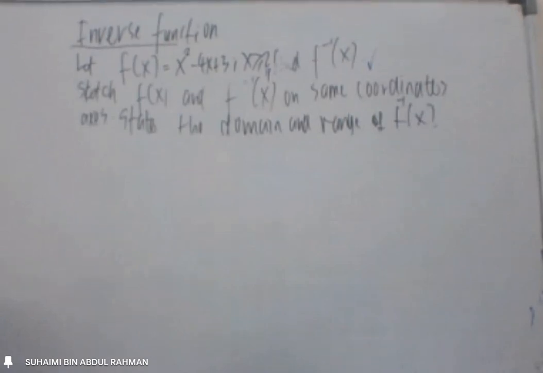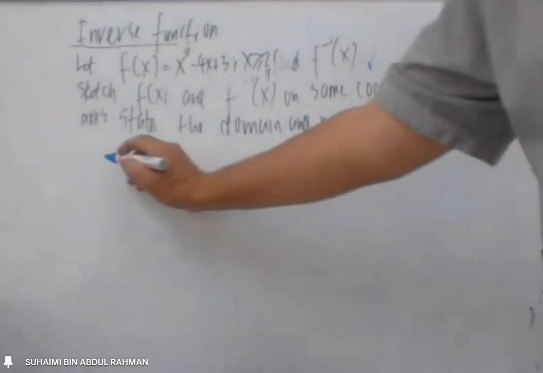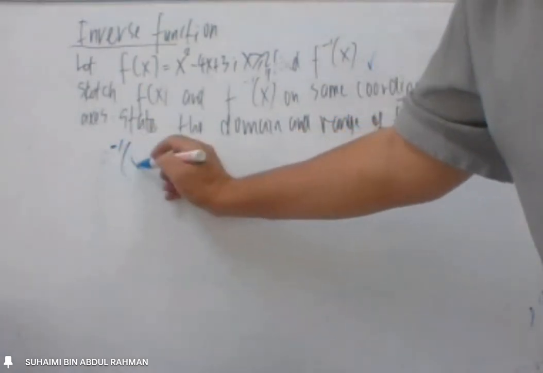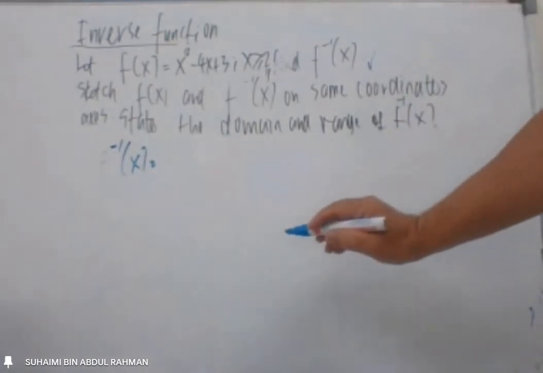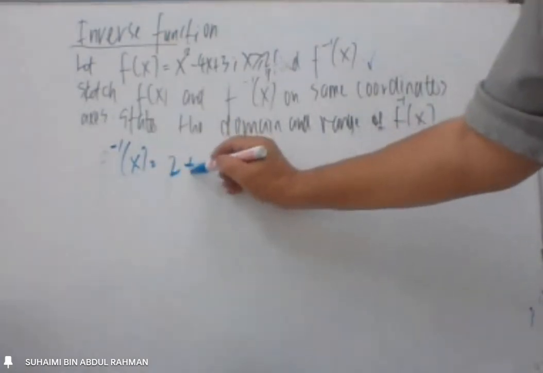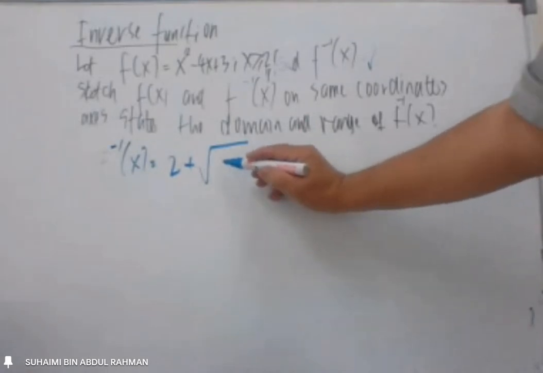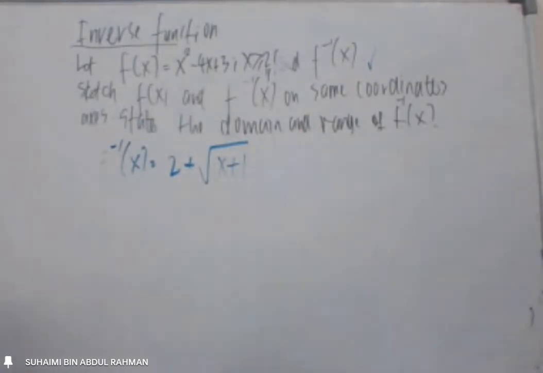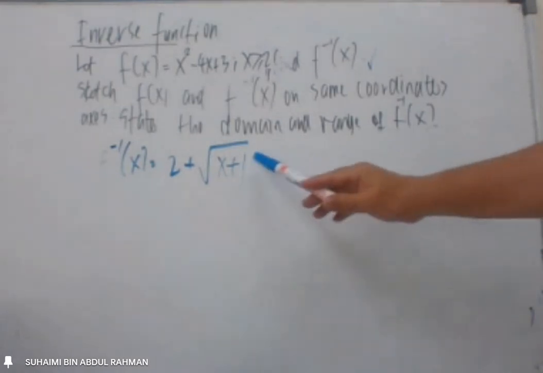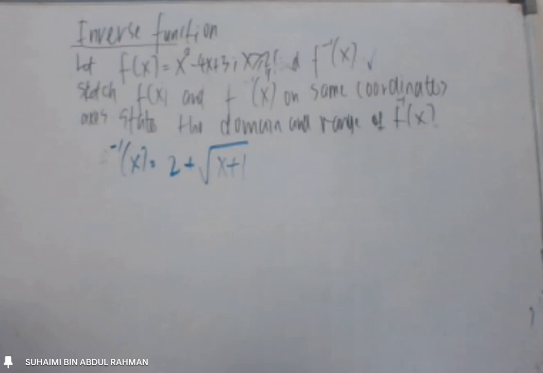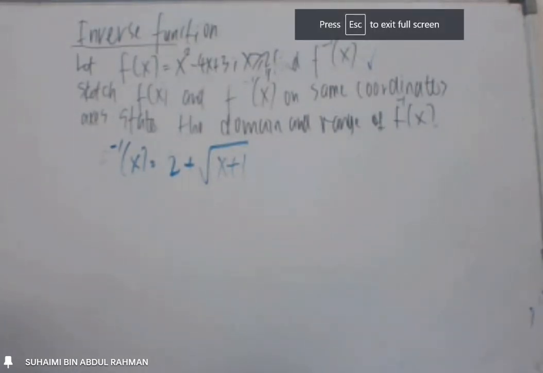You try that. You please try. You're supposed to get f inverse is 2 plus square root of x plus 1. You're supposed to get this. This is an inverse, and also you state the domain, and then you sketch the graph. Try to do it by yourself.